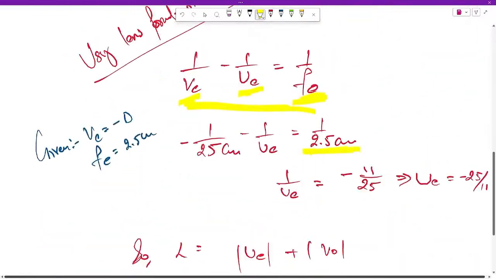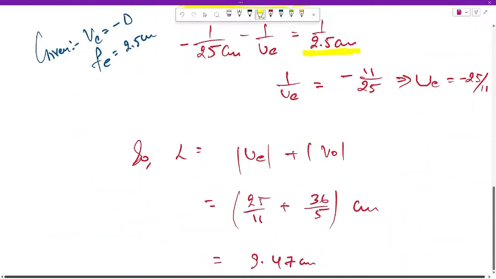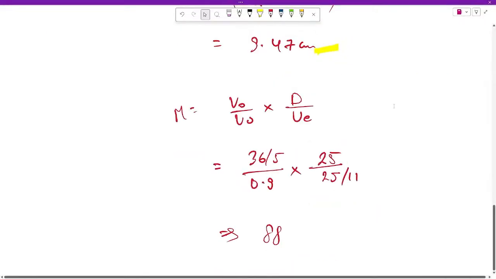So after adding these two values, we will get a distance of 9.47. That is, the length of the microscope would be 9.47 for the clear vision. We also need to find the magnification in this case.